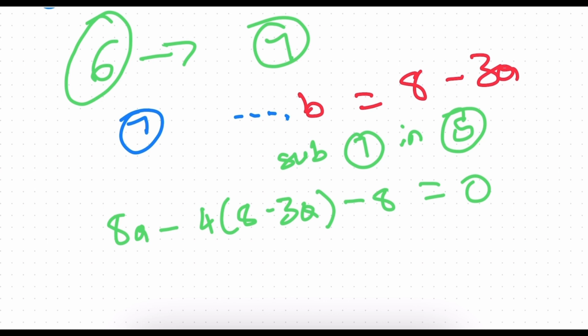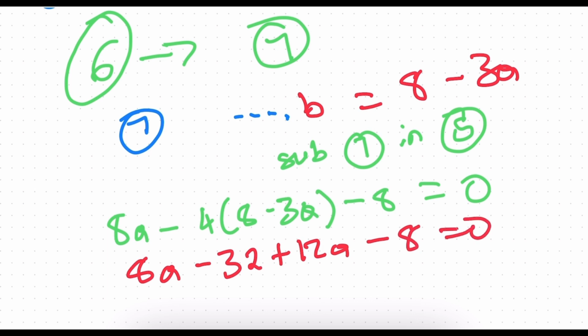Now let's solve for A here. You literally have your 8A. 4 times 8 is 32, so minus 32, plus 12A, minus 8 equals 0. This is 20A, and this is minus 40 equals 0.